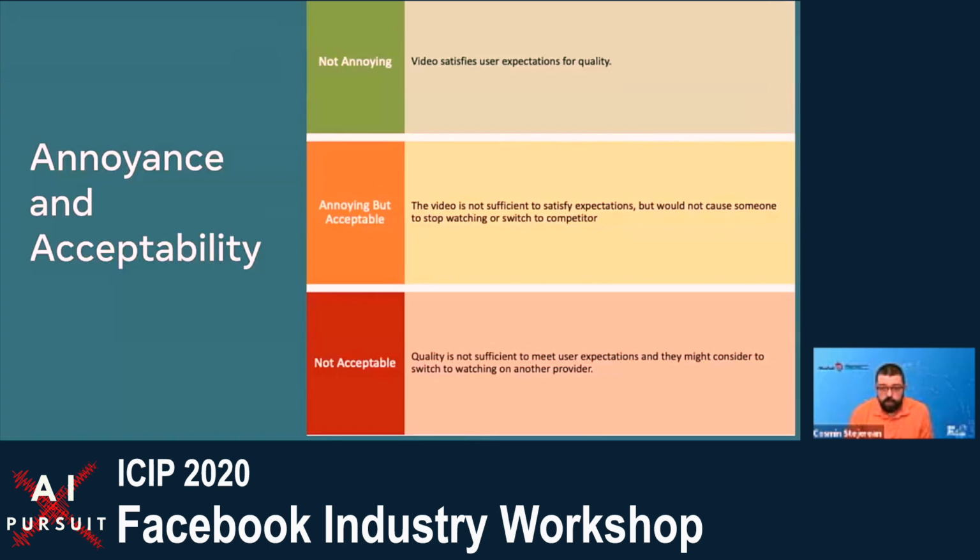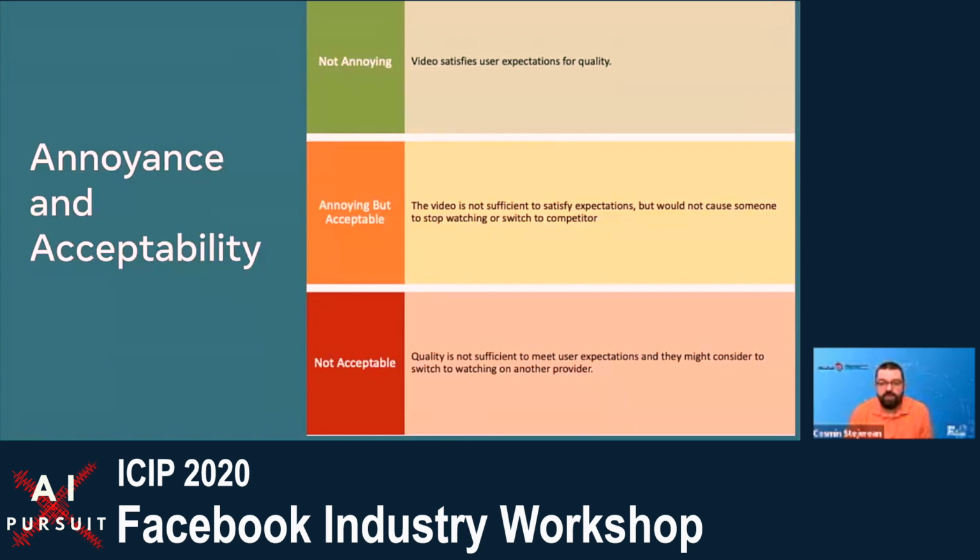There's a part of the spectrum where the quality is a little bit annoying, but it's acceptable. The user can continue to watch. They'll notice the occasional slight impairments, but it's not so bad that they would stop watching. And the last is the not acceptable end of the spectrum, where the quality is so bad that the user would rather stop watching and maybe go do something else.